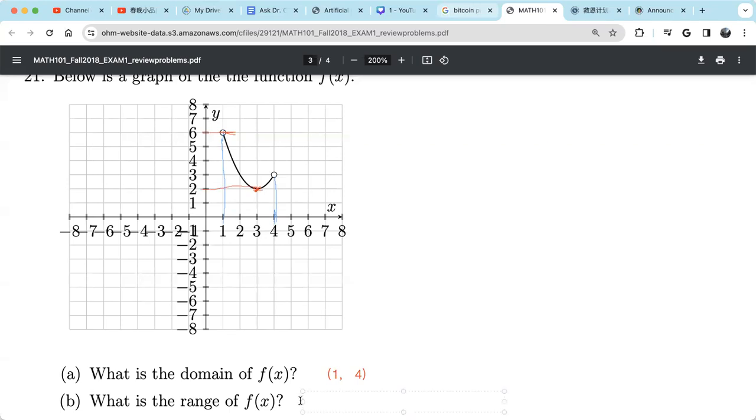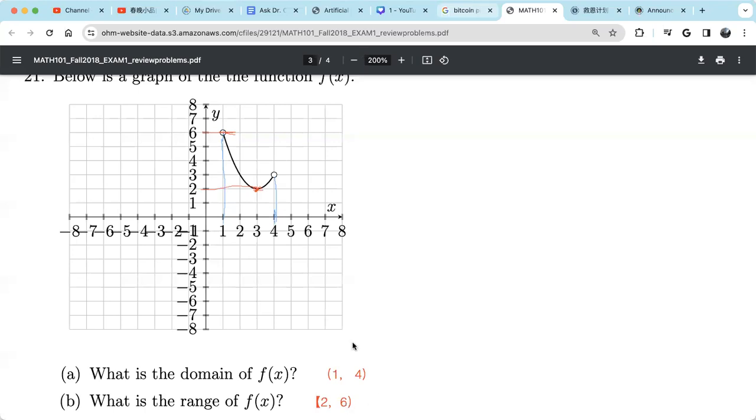We see the lowest point has a y value of 2, including 2, because 2 is a solid dot, right? Up to 6, but not including 6, because the point with x value 1 and y value 6 is an open circle. So that's the range: from 2 up to 6, including 2, not including 6.